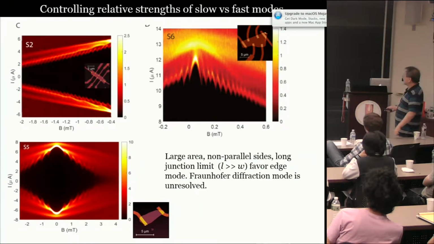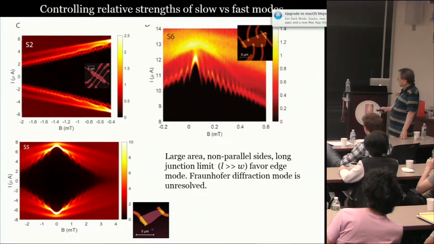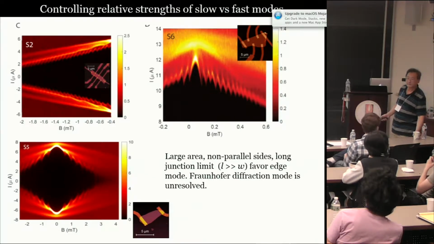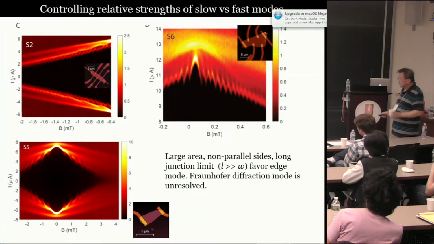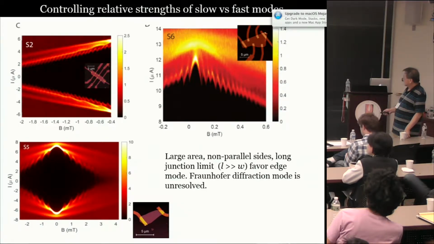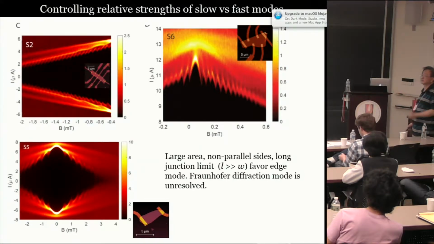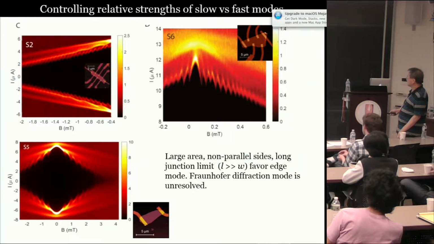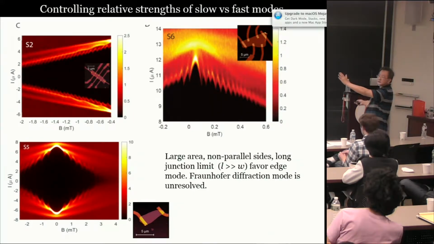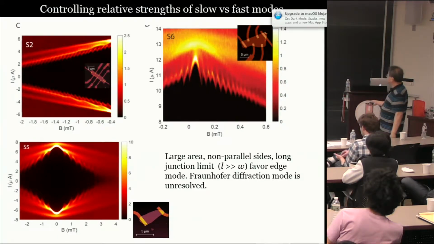So this is one limit. If you have large area sites that are non-parallel, and you're in the long junction limit, in other words, the length here is much longer than the width, that tends to kill the Fraunhofer pattern. So that's the answer to your question. The argument is that with non-parallel sites, you ruin the uniformity of the phase, and that tends to kill the diffraction pattern. But not the fast mode. The fast mode doesn't seem to care about all these factors. So this is one limit where you can suppress the uninteresting Fraunhofer mode.